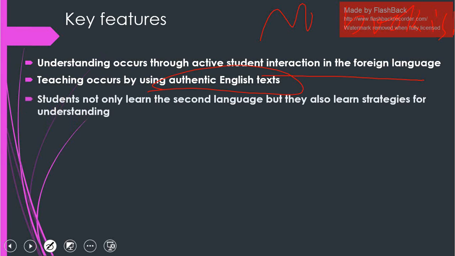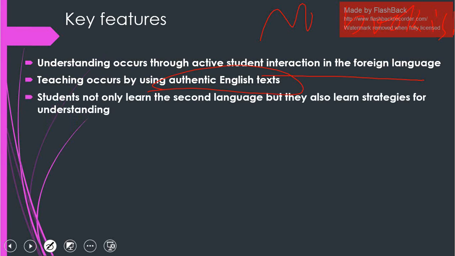Next is students not only learn the second language, but they also learn strategies for understanding. Strategies will also be taught to them, like what kind of different pronunciations will be encountered by you and how you can comprehend them. Like you have to cope with all the miserable situations that you can face in learning the new language. So these strategies are taught to the students.